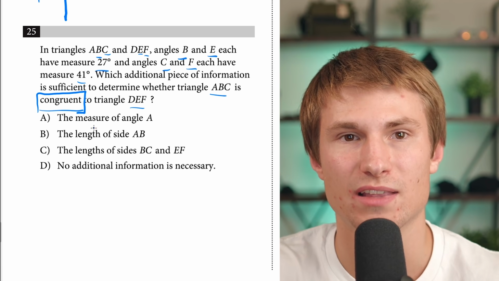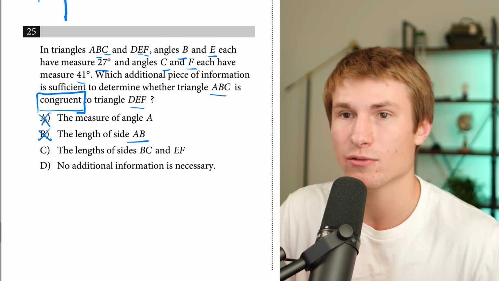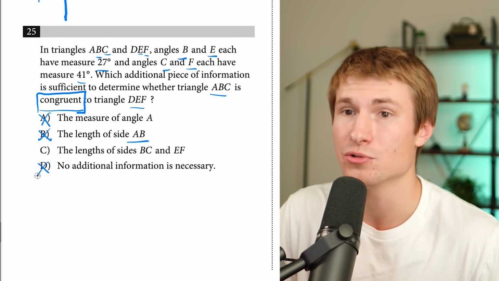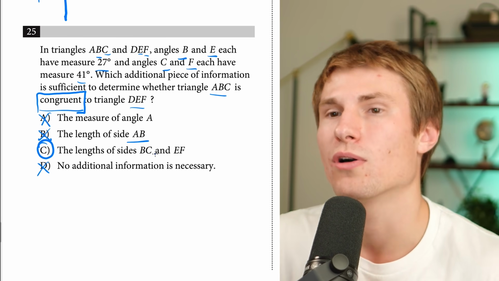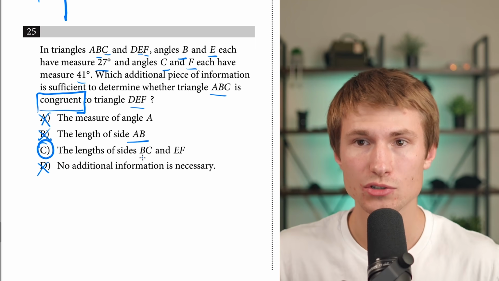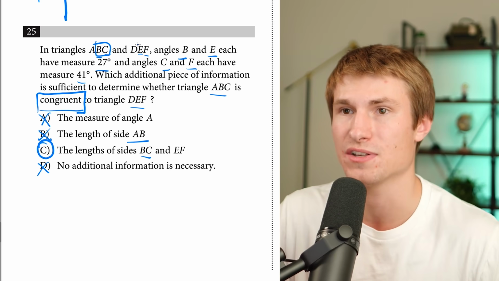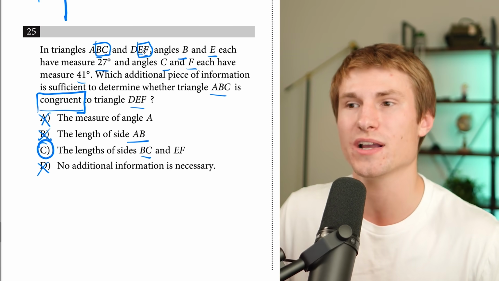And the way that we can get that, we can't get that from just one side length because that's only from one of the triangles. We can't get that from another angle measure. We already know they're all the same. We do need more information because we need to know whether or not these side lengths are the same. And to do that, we need the side lengths of 2 corresponding sides, which we get here in BC, these last 2 letters, and EF. So our answer there has to be C.